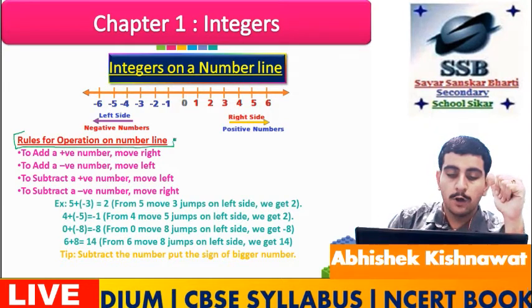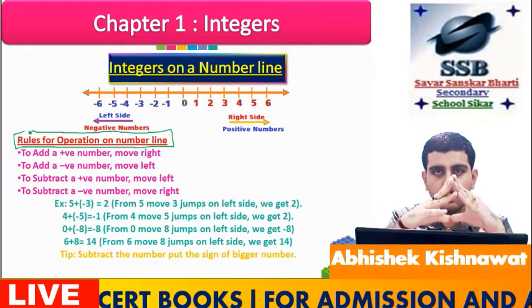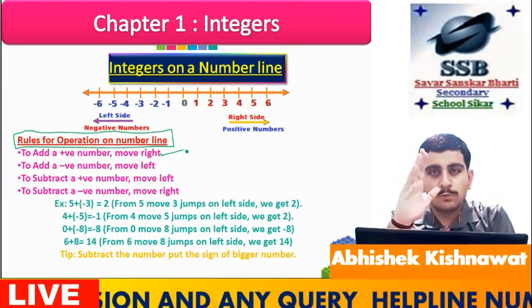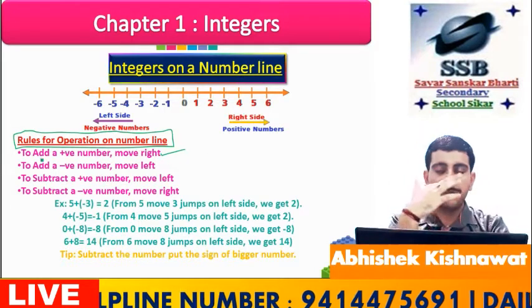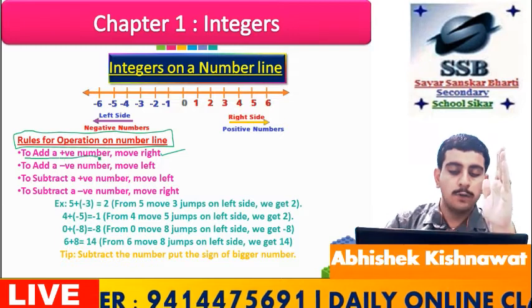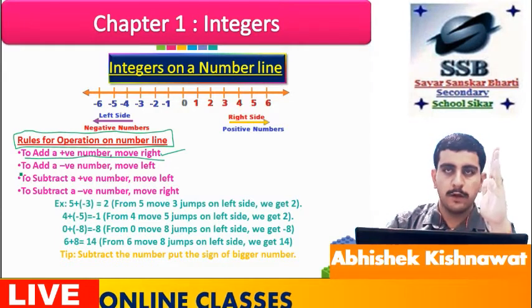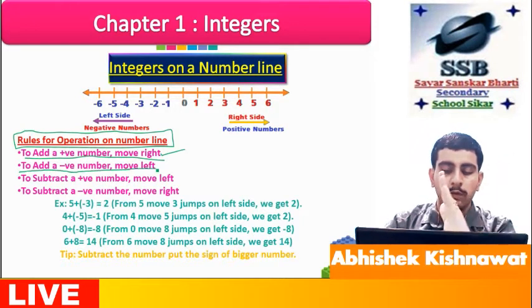The next topic is rules for operations on the number line. Now we know that we have to represent numbers on a number line. Now the question arises, how can we? To represent numbers on a number line, we have to follow some rules. These are the rules here. To add a positive number, move right. If we want to add a positive number on the number line, we have to move to the right side.